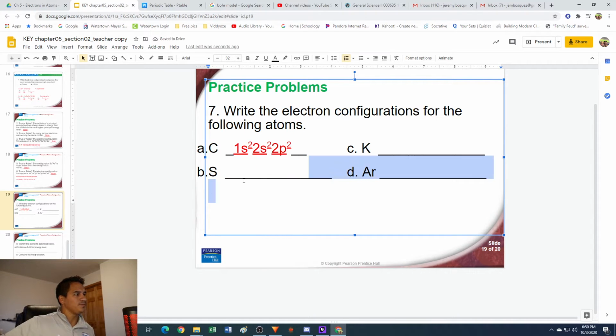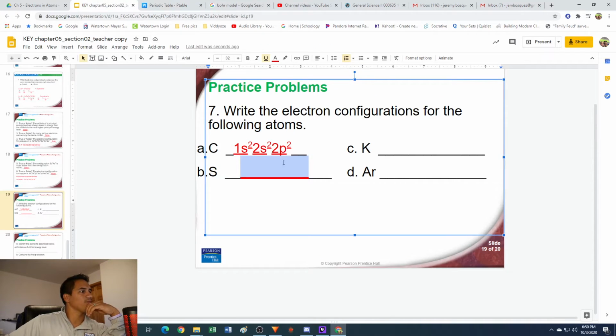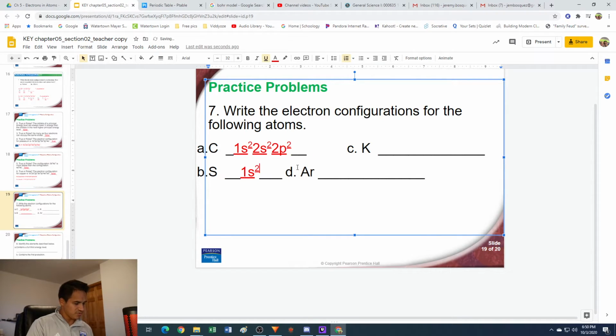For sulfur, so let's find sulfur on the periodic table. Sulfur is here, so it is the fourth one. It's the fourth one in the P block in the third row. So it's going to end in 3p4. Okay, so it's going to end in 3p4, which means it's going to be 1s2, 2s2, 2p6, 3s2, and then 3p4.